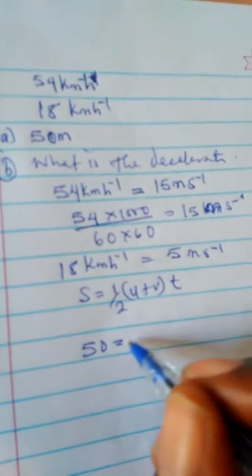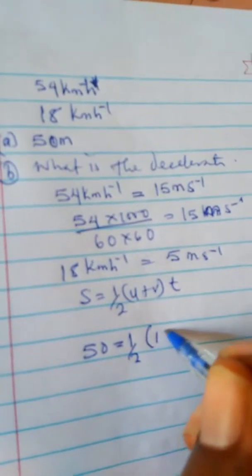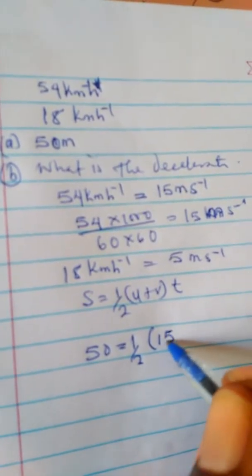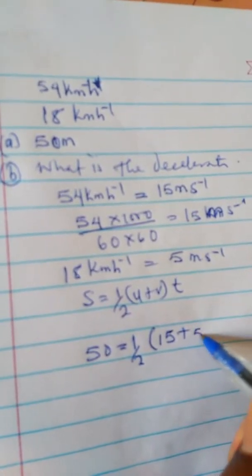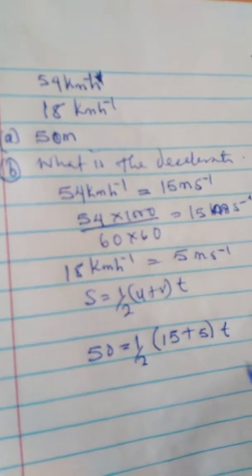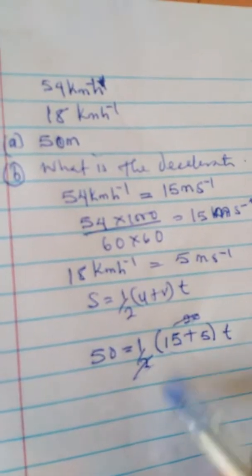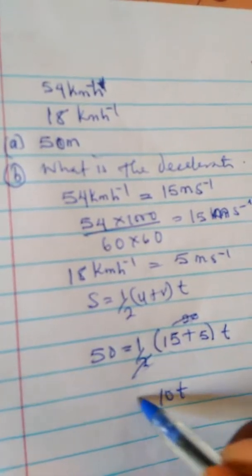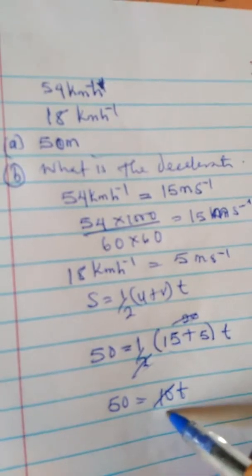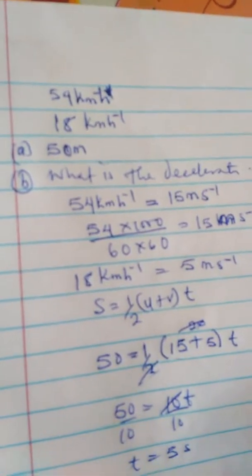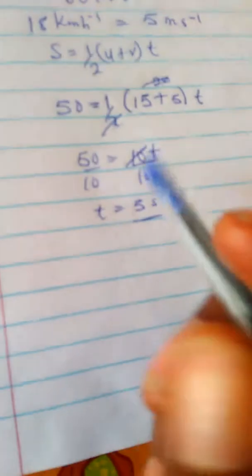Now we're to find time t. So we have 15, that was the initial velocity, plus the final velocity, 5, times t. So 15 plus 5, we'll have it to be 20. So one half of 20 will be 10. So we'll say 10t is equal to 50. When you divide both sides by 10, you will see that t is equal to what? 5 seconds. t is equal to 5 seconds. So that's that for the time taken to cover 50 meters.